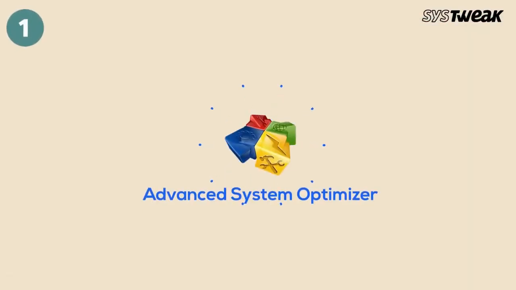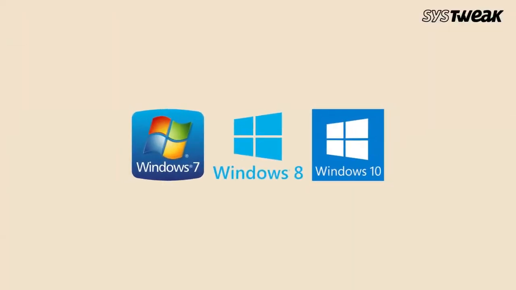On number 1, Advanced System Optimizer. To use Advanced System Optimizer, just download and install the software link given in the description below. It's available for almost all Windows versions.